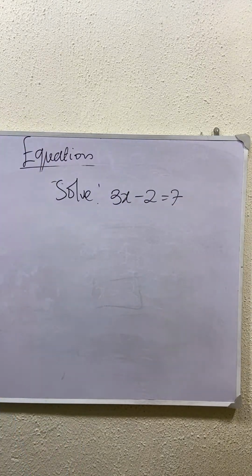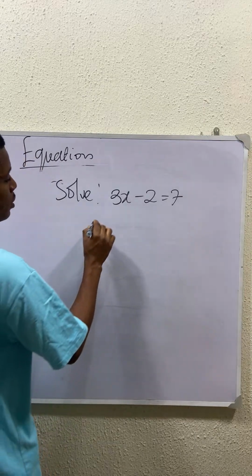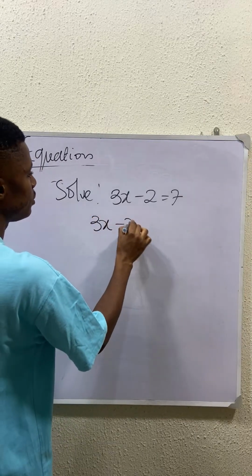3x minus 2 is 7. We are trying to find the value of x that can satisfy the given equation. Okay? We want the value such that if we put it in for x, the left and right hand side will match and be the same. So that is 3x minus 2.